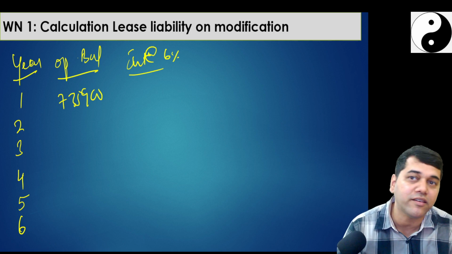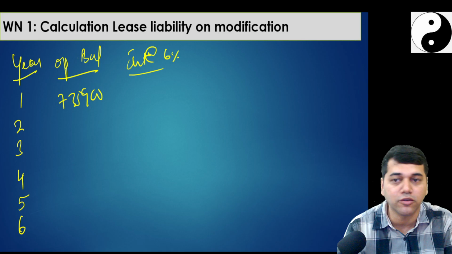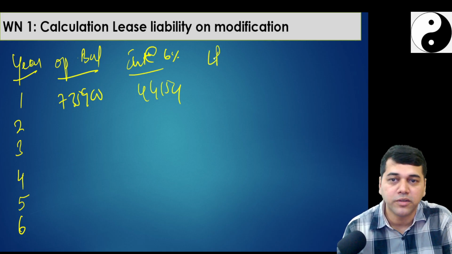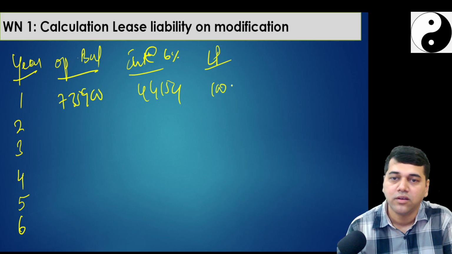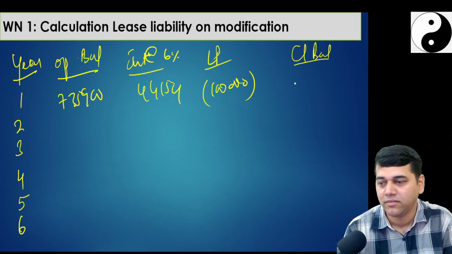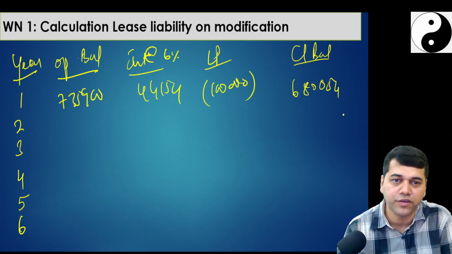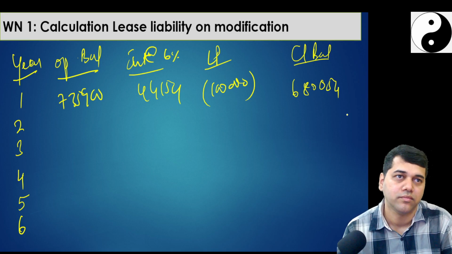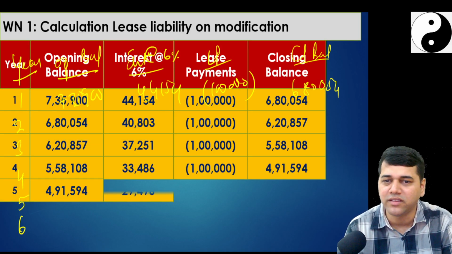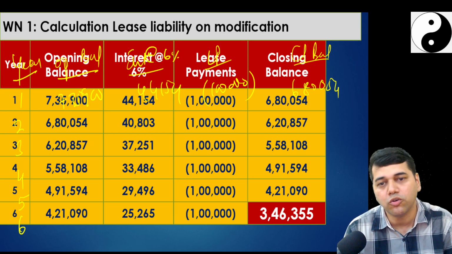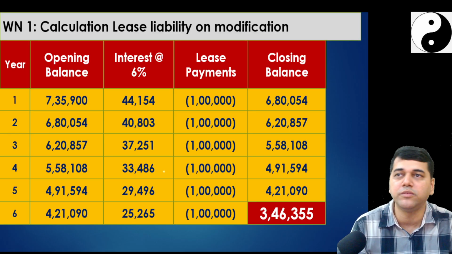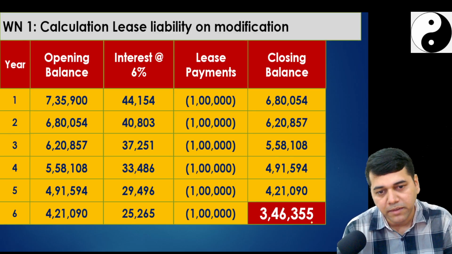On the 7th year, how will you find out my revised balance? At that time, you will take 7%. This is the original, no. It comes to 44,154. How much is the lease payment? 1 lakh, no change. Closing balance 6,80,054. Like this, you will continue. I don't think there is any problem here. Write the closing balance, right? You have already written, no? You fill it later. It's not an administrative, procedural thing. Get me this balance.